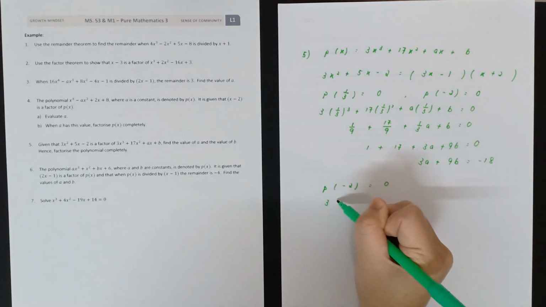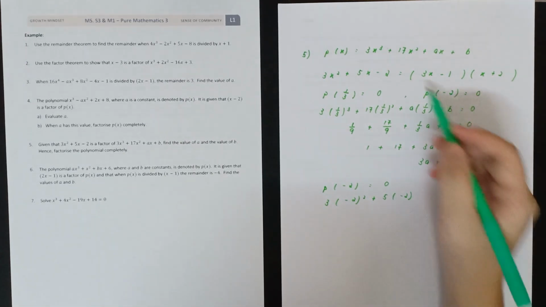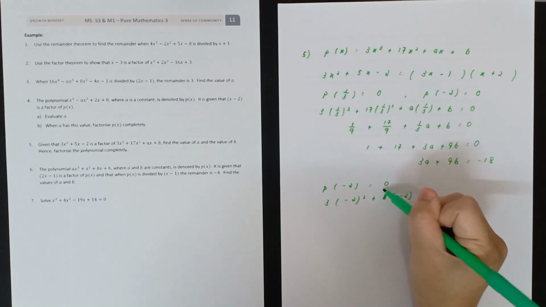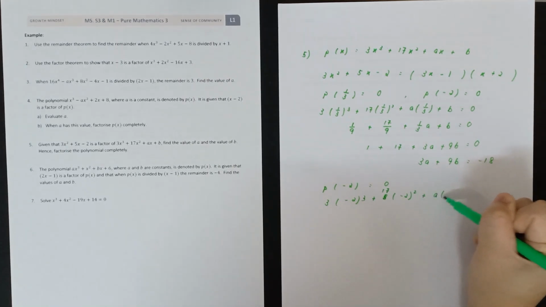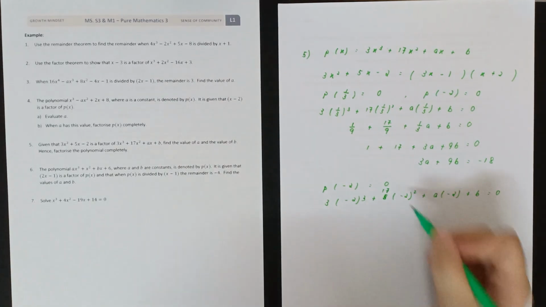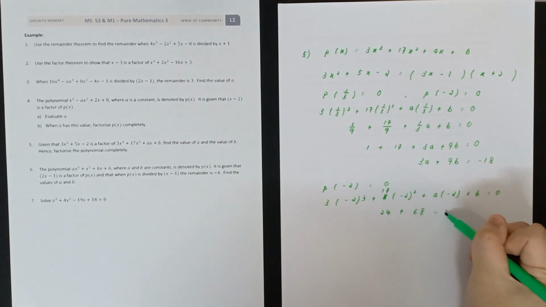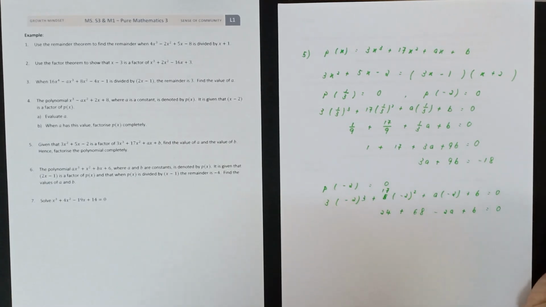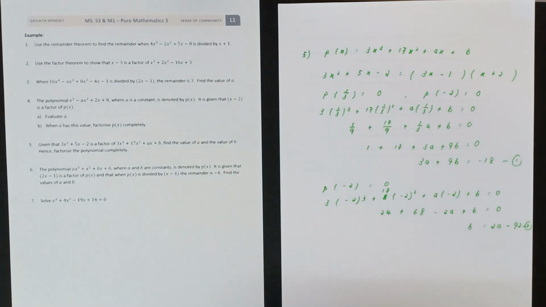So substitute also. 3 times (-2) cubed plus 17 times (-2) squared plus a times (-2) plus b equals 0. Okay, so next one: negative 24 plus 17 times 4, 68, minus 2a plus b equals 0. Okay, so maybe I'll write it in the form that I can continue with. So minus 92. Okay, so this is the equation that I have. First one, second one. So simultaneous equation.